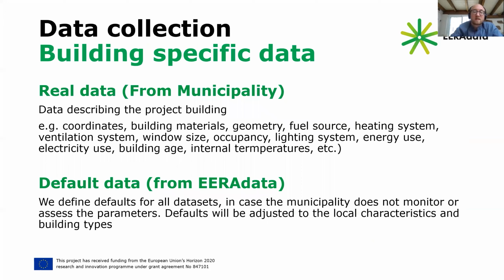Here you see it again. So what are the different sides we have? We have the real data describing the project building. For example, the materials, geometry of a specific building, the fuel source, heating system, ventilation system, type of window size, occupancy. So we try to gather as much information as we can get from one building to perform our assessments.